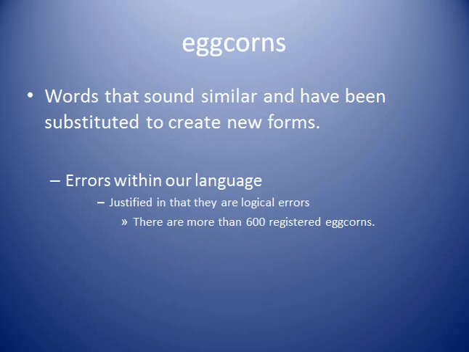Words that sound similar and have been substituted to create new forms are eggcorns. They are errors within our language. They are justified because they are logical errors. There are more than 600 registered eggcorns. A common one would be duct tape. Is it duck tape or duct tape?